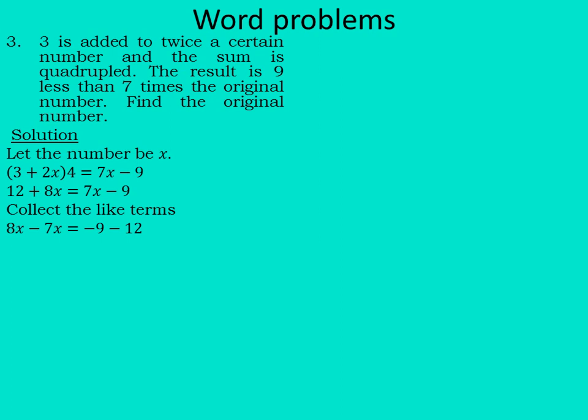So we take plus 12 to the right hand side, and because it is crossing over the equal to sign, and the sign of 12 on the left hand side before is plus, when we take it over the equal to sign, it changes to minus. So it becomes minus 9 minus 12. So 8x minus 7x will give us x. And minus 9 minus 12 will give us minus 21. So the original number is minus 21.